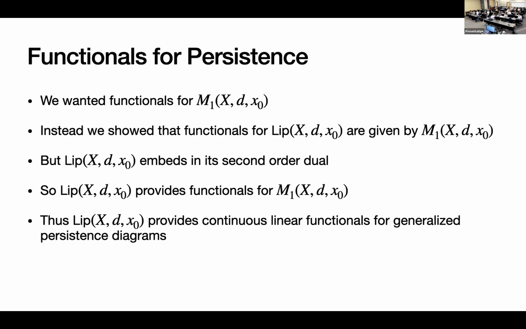So since these pointed Lipschitz functions embed in the dual of their dual, they give us what we're looking for. Okay. So the punchline is that if we want continuous linear functionals for generalized persistence diagrams, what we should be using is pointed Lipschitz functions. Okay, and with that, I'll end my talk. Thank you very much.